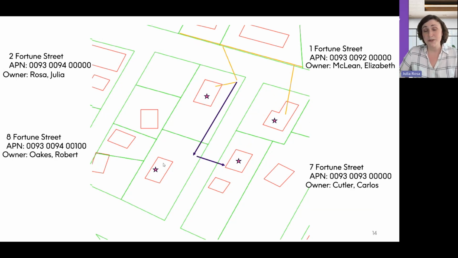Now, what they ended up doing, to make a long story short, is they buried the power line down along this property, the 2 Fortune Street. And then Carlos over here said, hey, can you bury mine as well? It's really long going across the street. Let's see if we can do that. So we have an additional power line present going across the street.